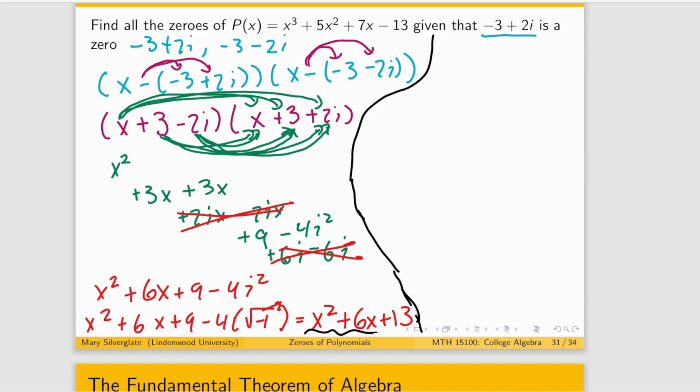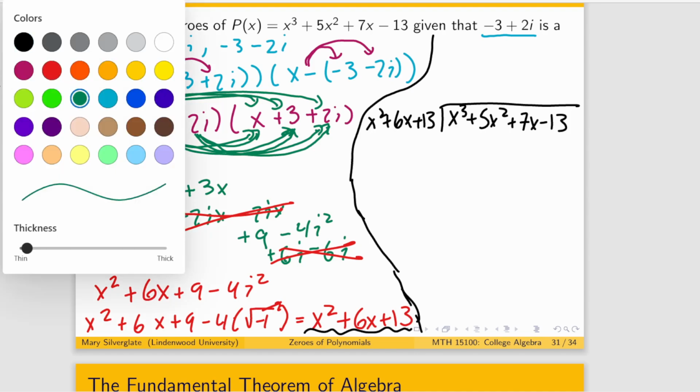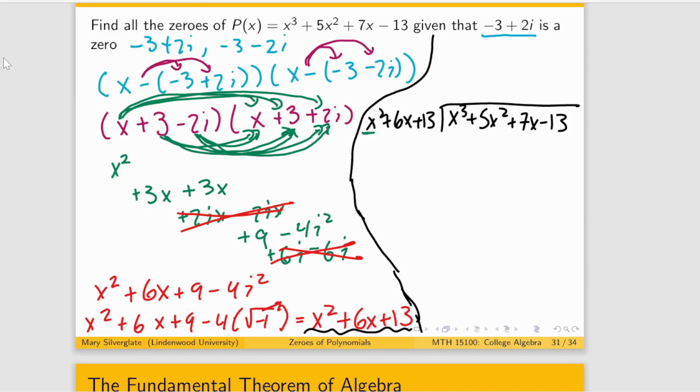Since I know x squared plus 6x plus 13 is a factor, I can do x cubed plus 5x squared plus 7x minus 13 divided by x squared plus 6x plus 13. So I want to ask myself first, x squared times what gets us x cubed? That would just be x. Then I want to do the multiplication off to the side.